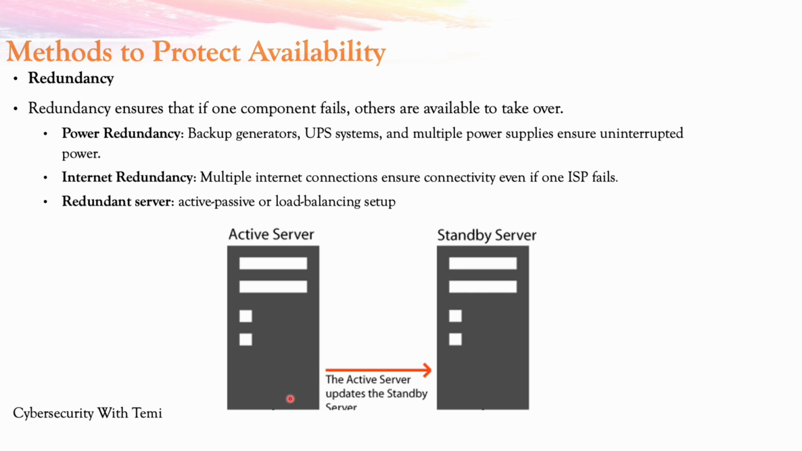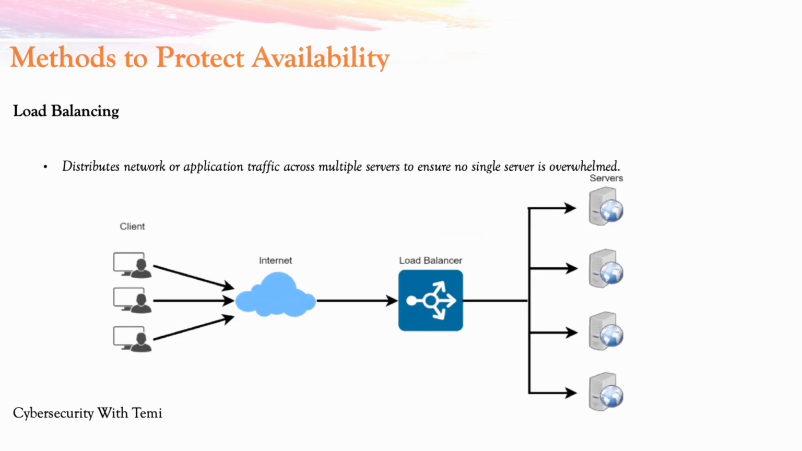Now look at this diagram. This is an active passive setup. In an active passive setup, the active server is doing the work, but if this fails, this takes over immediately. So this server updates this standby server. This one is just in the background, taking in the information. When this one fails, this kicks in immediately. Now we have load balancing.